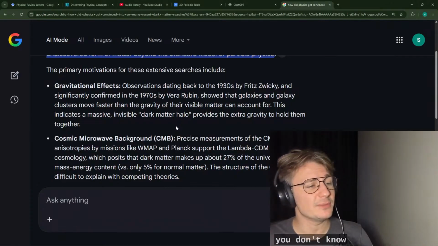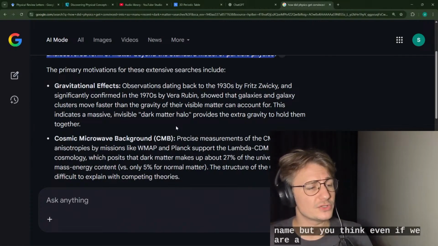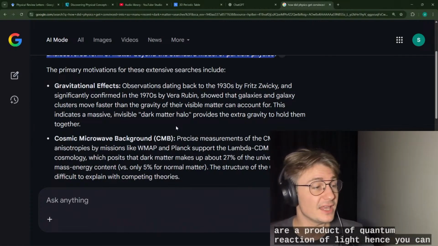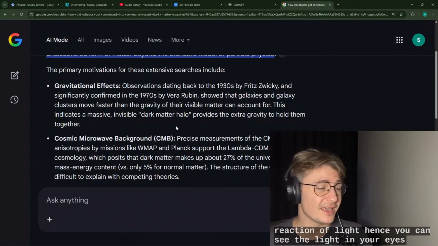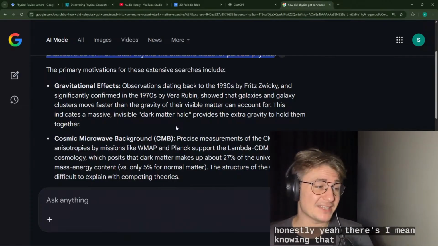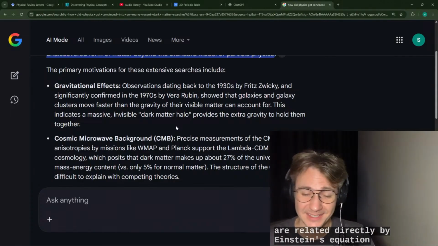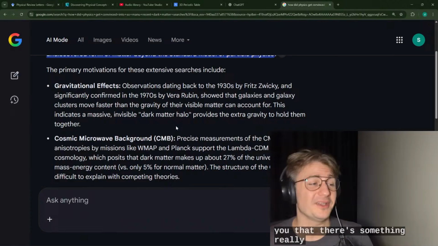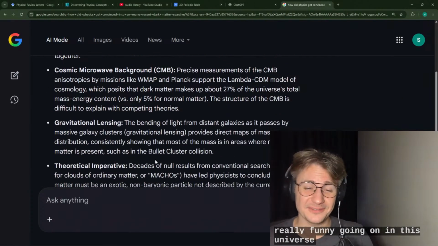You don't know if there's a name, but you think even if we are a product of quantum reaction of light, hence you can see the light in your eyes. Honestly, yeah, knowing that mass and energy are related directly by Einstein's equation, it tells you that there's something really funny going on in this universe. Yeah, it's very funny.